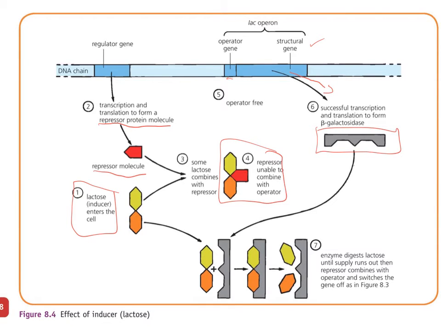Now beta-galactosidase will then digest the lactose, breaking it up to galactose until the supply runs out. And in that situation, the lactose is no longer able to bind to this repressor molecule because there's not enough of it there, the supplies run out. So the repressor molecule then attaches to the operator gene, and the operator gene switches the structural gene off.